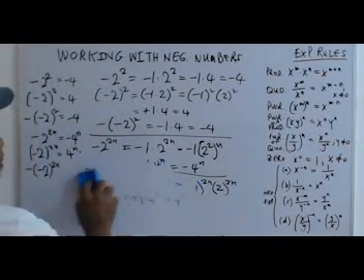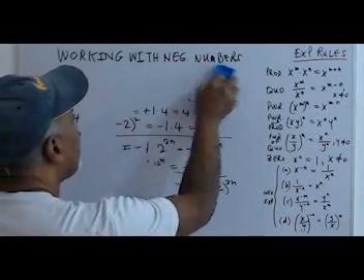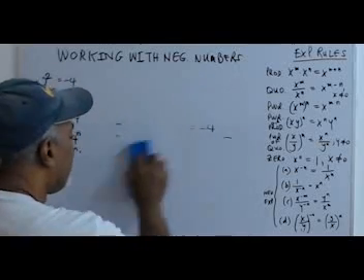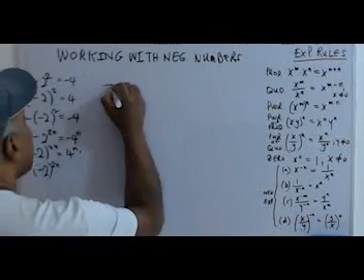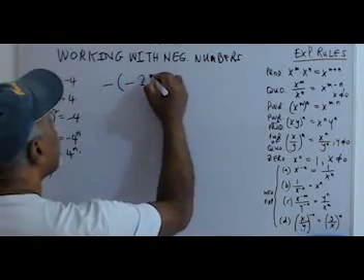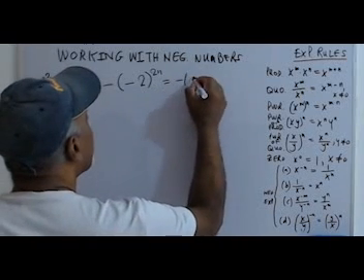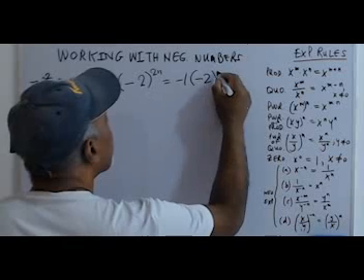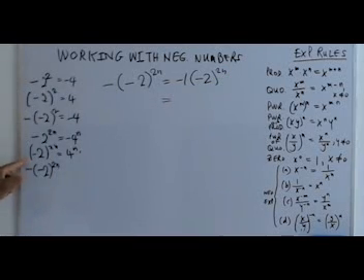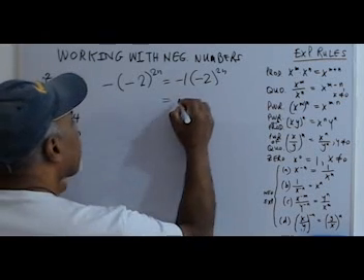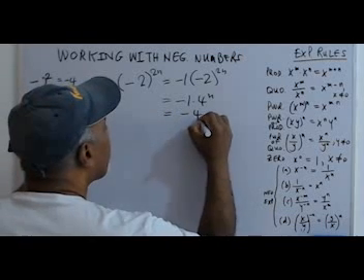Let's look at the last situation here. Negative of negative 2 to the 2n. Now, what is that? That's negative 1 times negative 2 to the 2n. But we saw in the last one that negative 2 to the 2n is 4 to the n. So that's negative 1 times 4 to the n, or just negative 4 to the n.